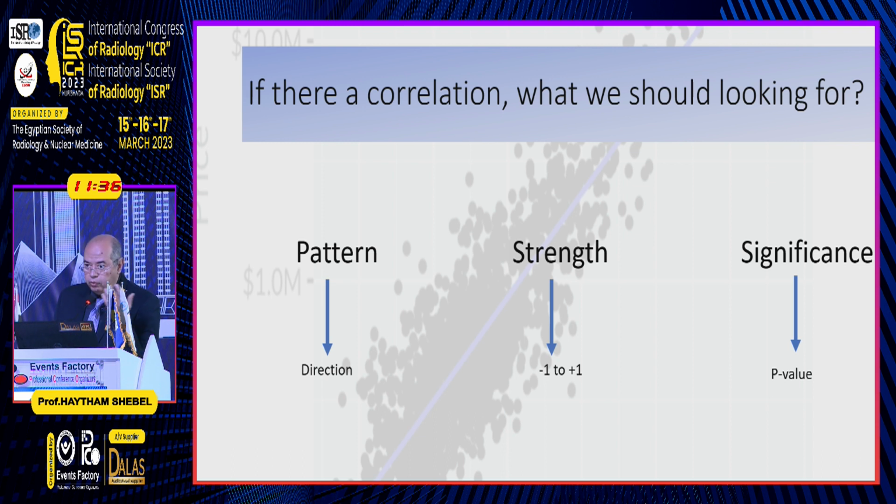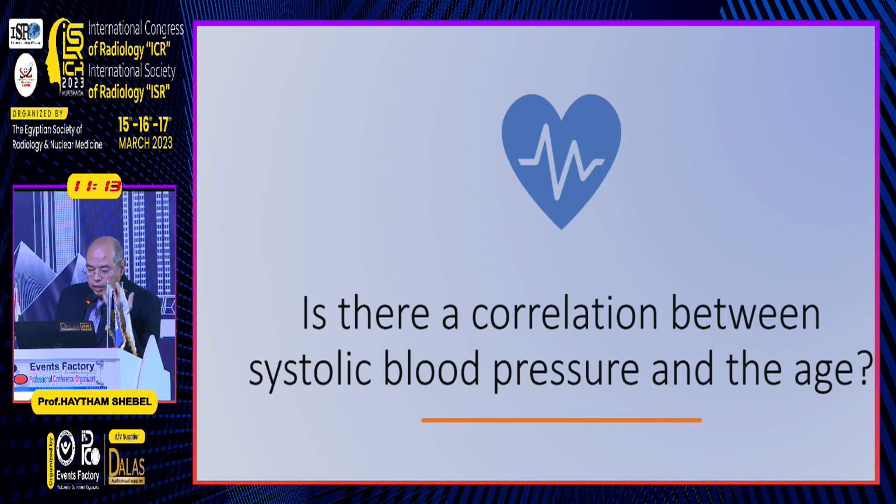And significance, the p-value, all of us know it, as long as it is less than 0.05, it's okay. So if we have no correlation, this means the coefficient will give a result of 0. So 0 means no correlation between those variables. If we have a research question like, is there a correlation between systolic blood pressure and age? It means that age can affect the systolic blood pressure. Age here is a predictor, or what we call the independent variable, and the blood pressure is my outcome. I need to check it.